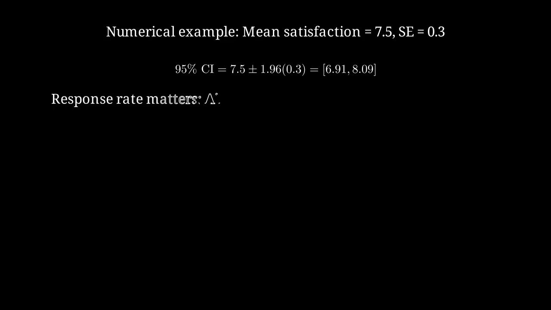For example, if mean satisfaction is 7.5 out of 10, with standard error 0.3, the 95% confidence interval ranges from 6.91 to 8.09. Response rate matters greatly. We should aim for at least 60% to minimize bias.